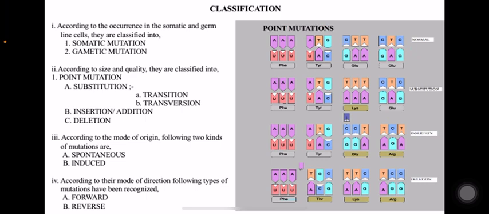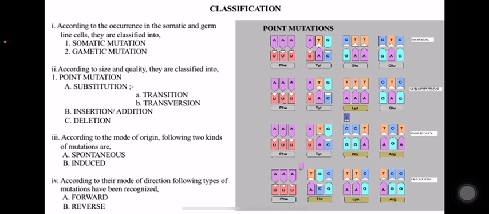Next, they are classified based on the size and quality. That is point mutation. In point mutation, there is an alteration in the small segment of the DNA molecule, that is a single nucleotide or a nucleotide pair is altered. It is further classified into substitution, insertion or addition, and deletion.